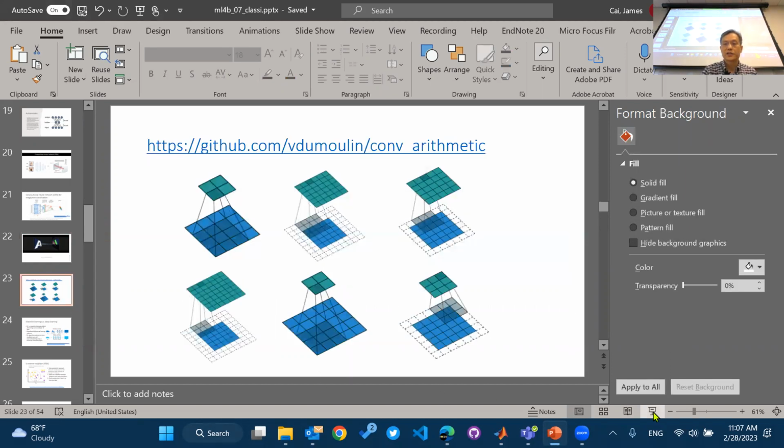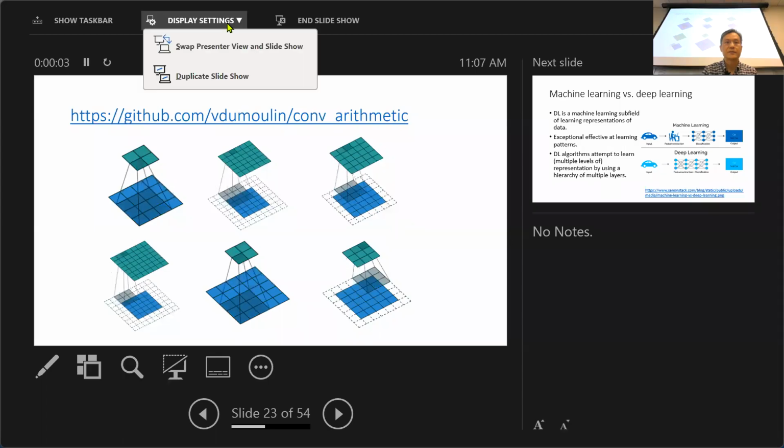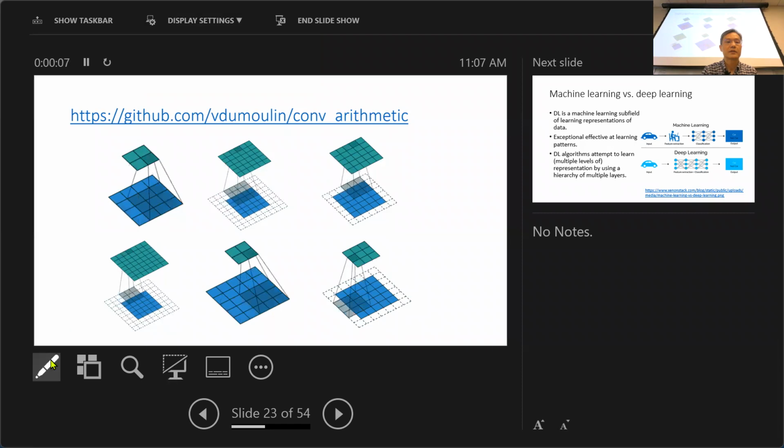Okay, so this page is from GitHub. The authors created those image files and animations to show you different kinds of this sliding window scan design, and whether you consider their boundary effects or not. Okay, there are different ways to do it.